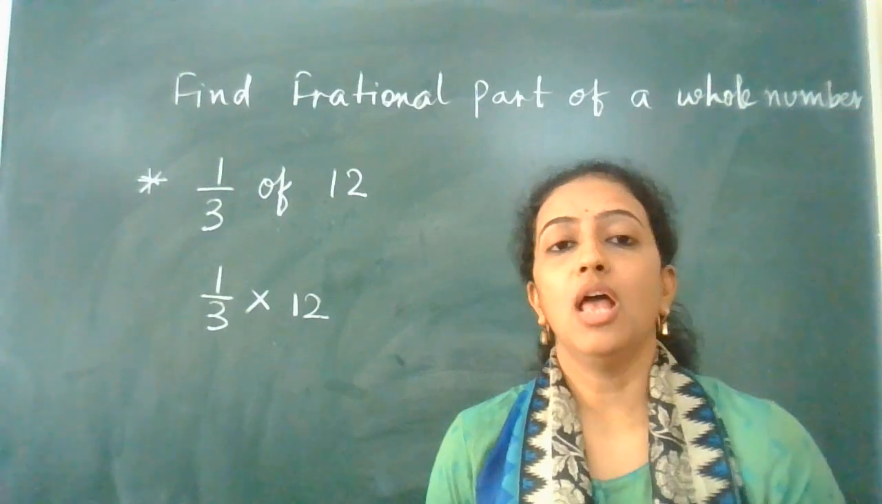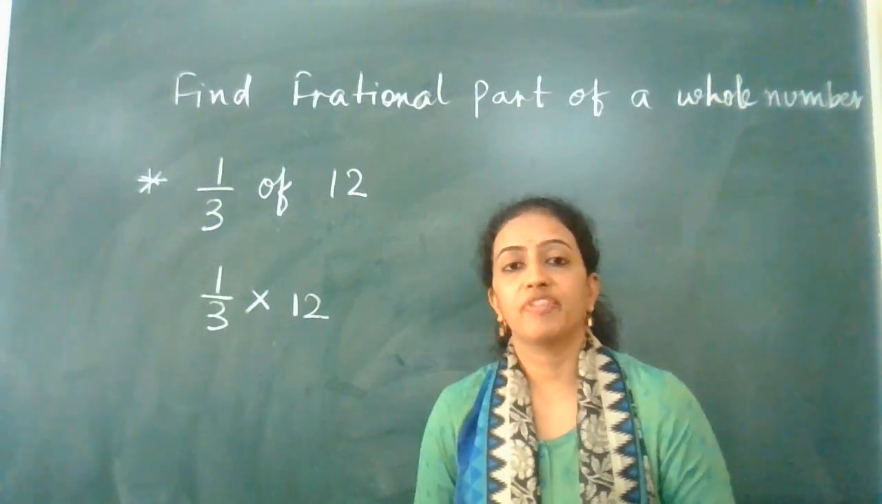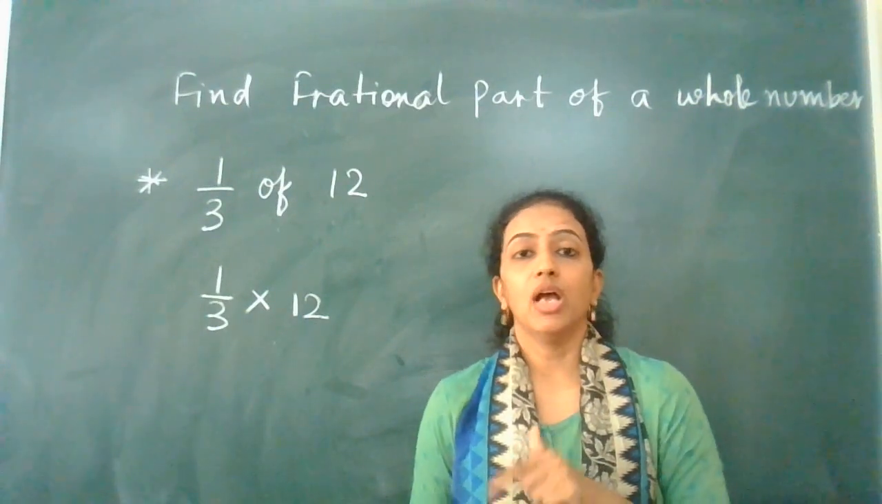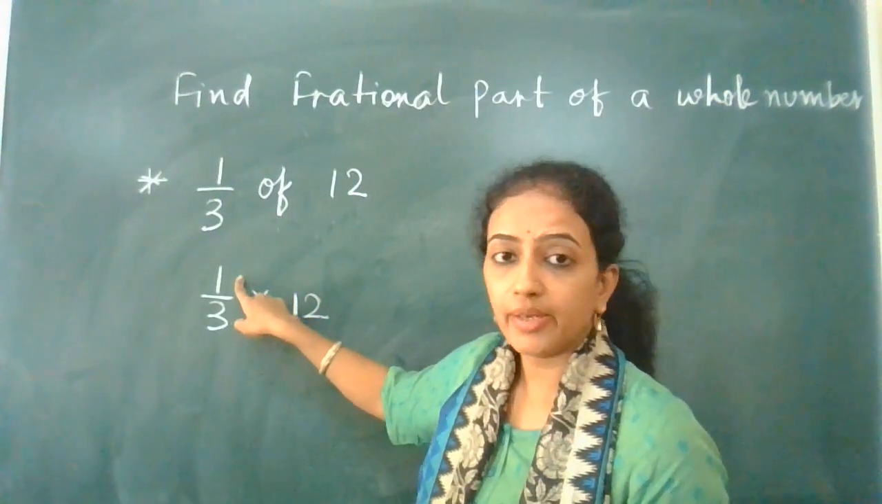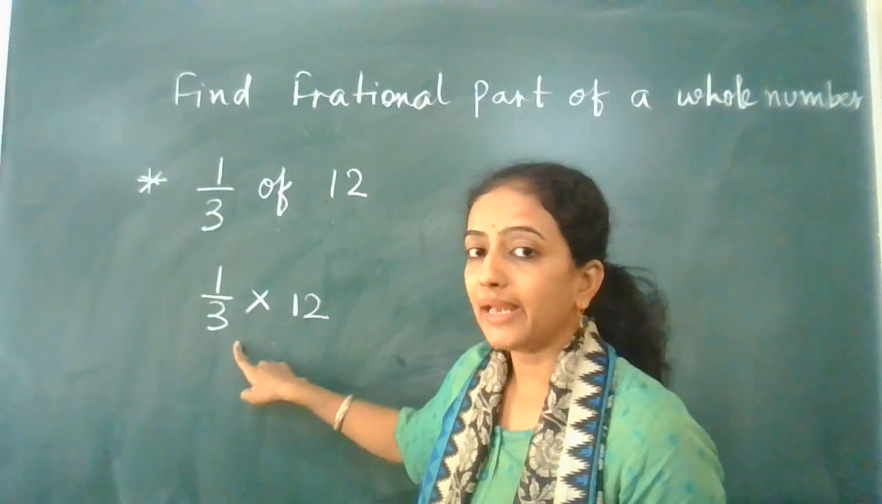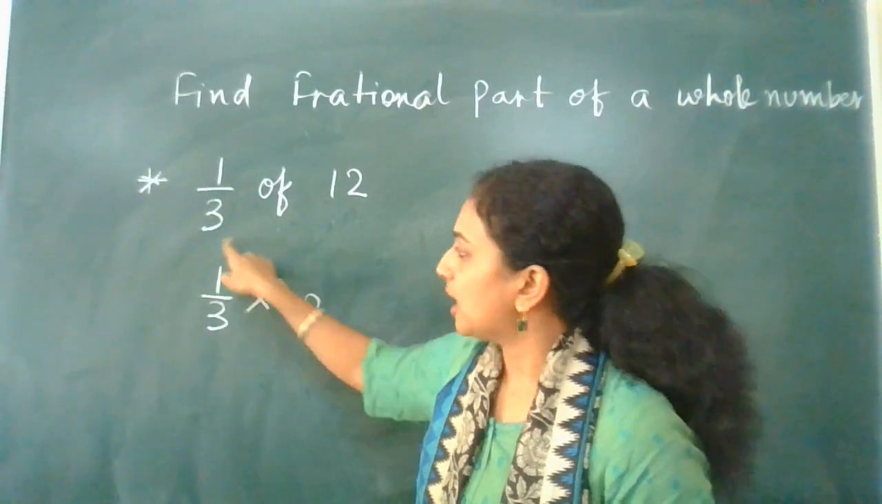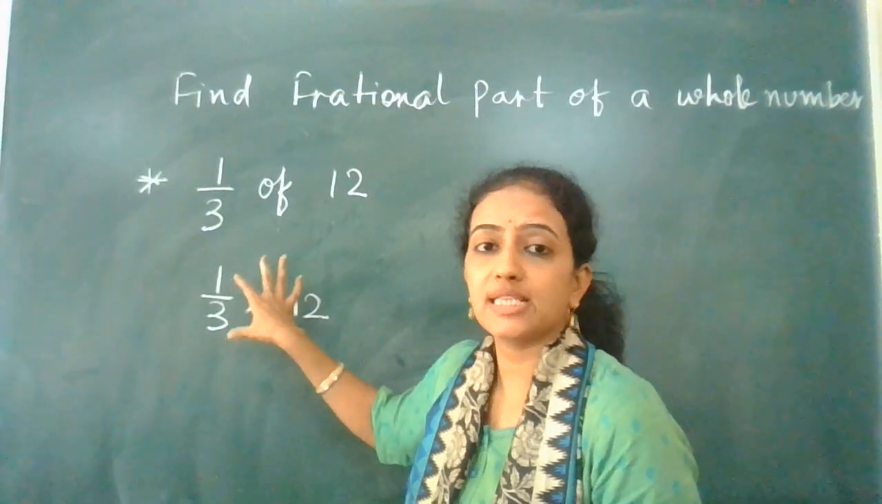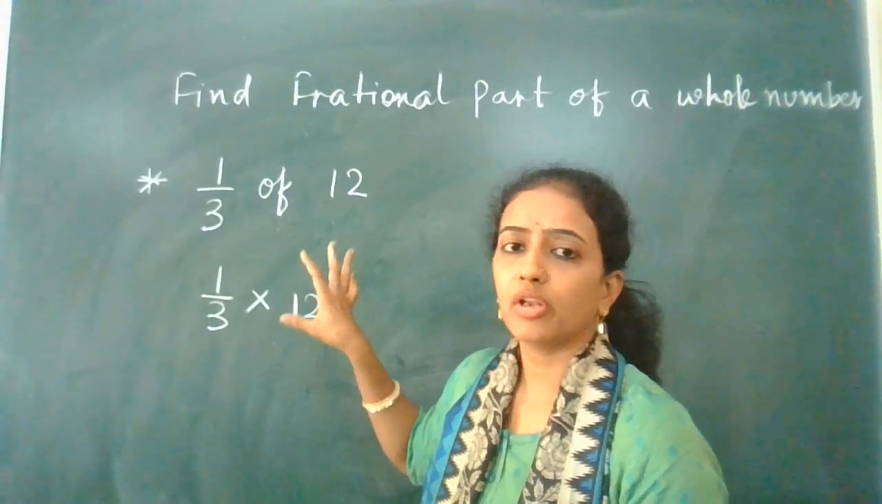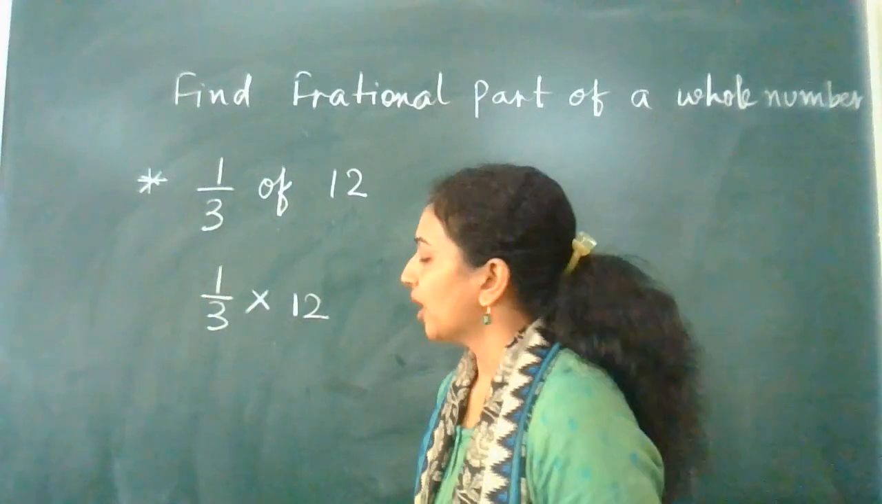If you remember, when you are converting improper fraction into mixed fraction, we have learned that this numerator is a dividend and this denominator is a divisor. So somehow there is something of division there. It's a kind of a division only.